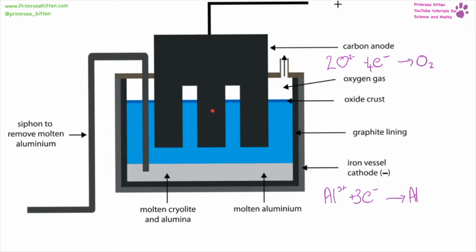This is a carbon electrode up here, and we are starting a reaction which causes oxygen gas to be evolved. Eventually the oxygen gas will react with the carbon electrode, and we are going to lose the electrode as carbon dioxide. So the carbon dioxide will wear away the electrode eventually, so this will need to be replaced. The molten aluminium collects at the bottom and can be taken off like that, and that is how we purify aluminium.